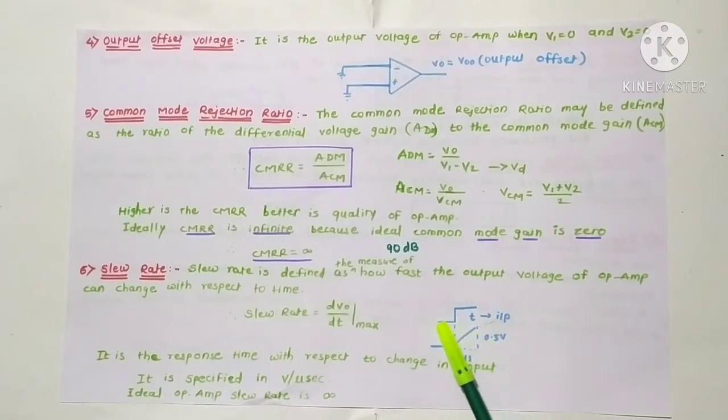Means you can see this is the input time, and there is a change. So you can see there is 0.5 volt per microsecond, means the response time is 1 microsecond and the change is about 0.5 volt. The unit of slew rate is specified in volt per microsecond. In an ideal op-amp, slew rate is infinite.